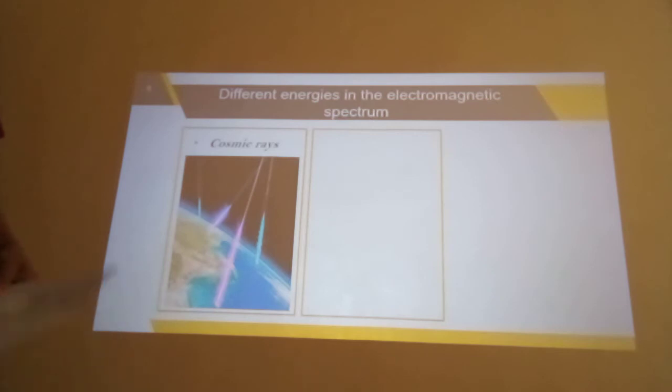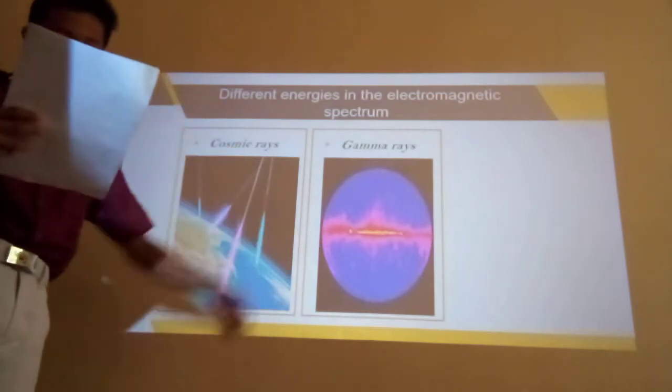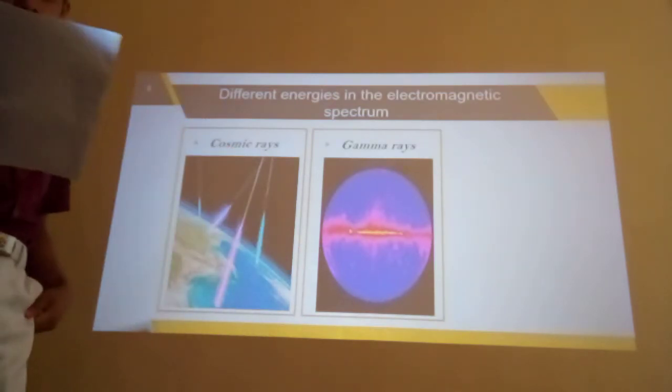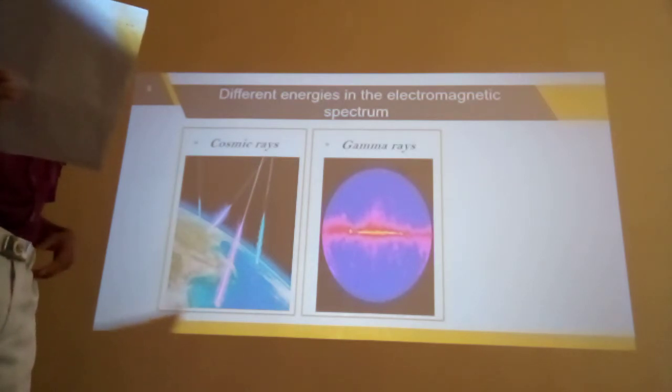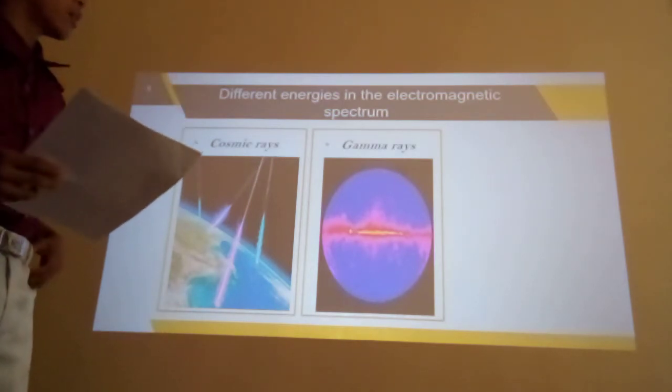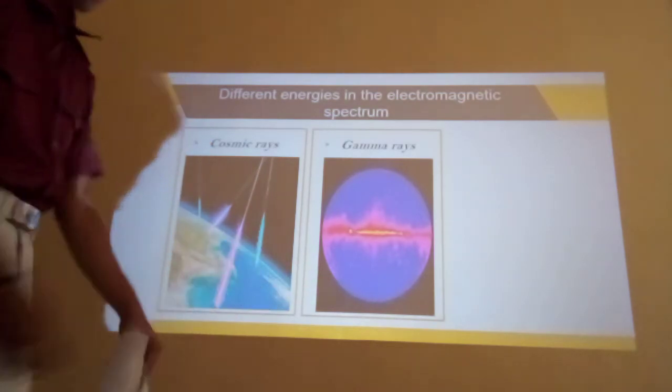Another example is gamma rays. This is the example of gamma rays. Gamma rays are a penetrating form of electromagnetic radiation arising from the radioactive decay of atomic nuclei. So this is the example of gamma rays.